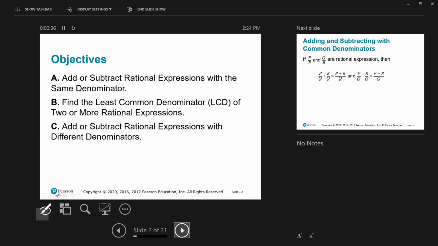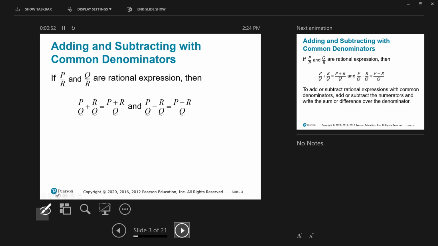Okay, here we go. These are our objectives for this particular section. Adding and subtracting fractions that have the same denominator, which makes things easy. Finding a common denominator just in case the fractions don't have the same denominators. And then finally adding fractions without a common denominator. So if they already have the same denominator, that's easy enough. We notice that these denominators are the same, which means we can just add p plus r together.